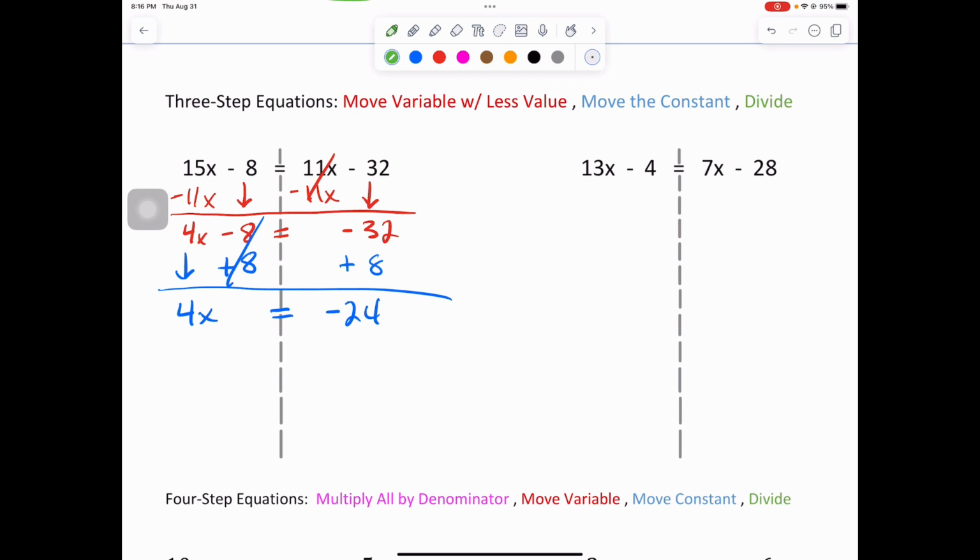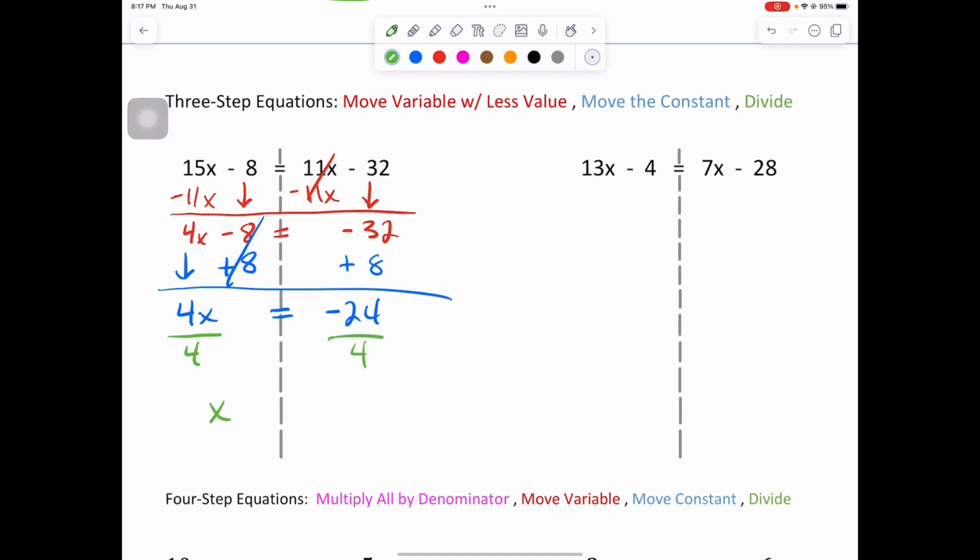And again, here we go. Do you see how it's pretty much very repetitive, these steps? So even when you build from one step, divide, 2-step, either move a constant or a variable, then divide, or 3 steps. Okay, it just continues to scaffold. That's all it is. So let's divide by 4.